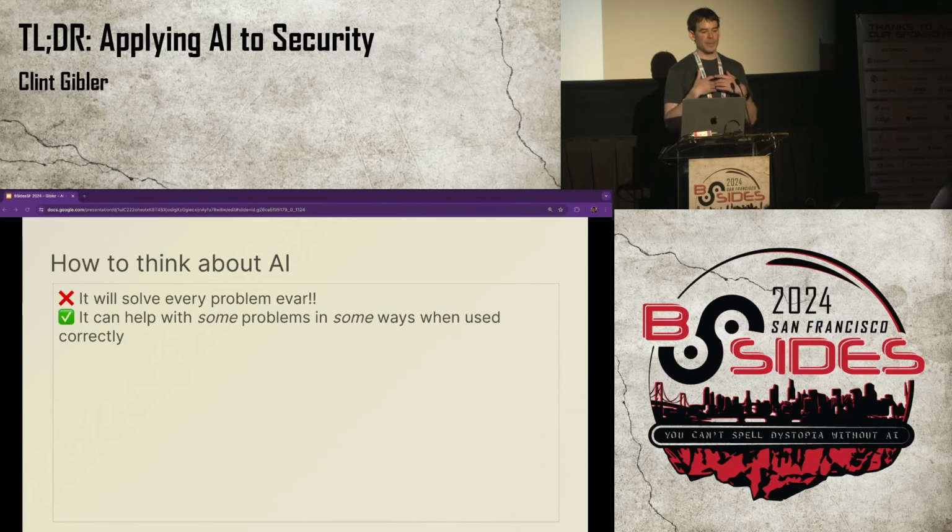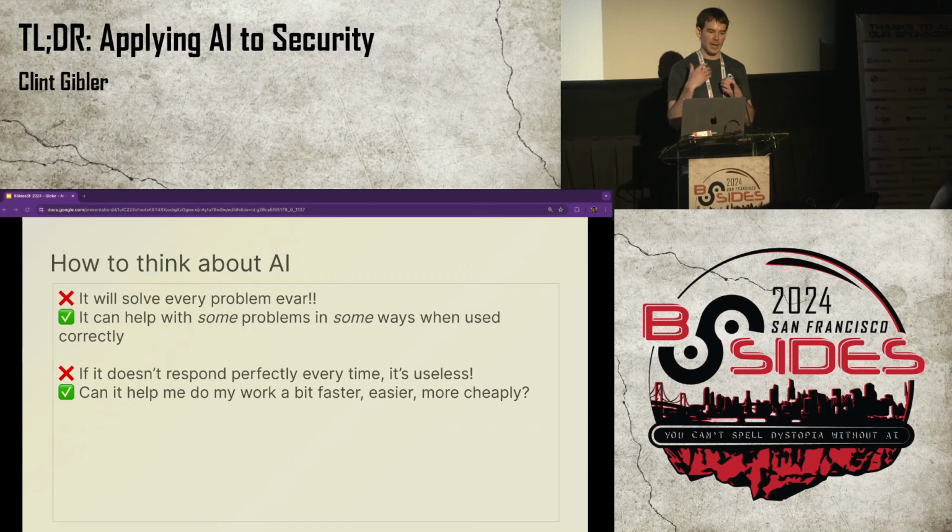Here's how I think about AI, which I'm going to share in case it's useful for you. Instead of thinking, this is going to solve every problem ever, well, probably not, but it can solve some problems in some ways when used correctly. Instead of, if it doesn't respond perfectly every time, it's useless, well, if it can help me do my work a bit easier, faster, or more cheaply, that's still quite useful.